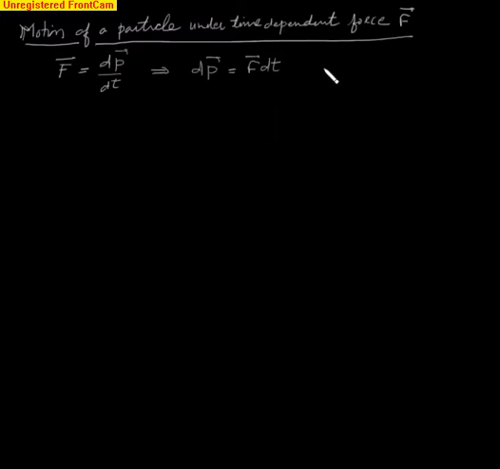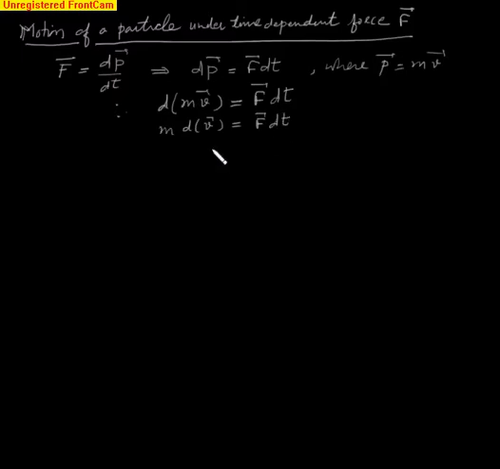Here momentum is equal to m into v. Therefore, the change in momentum, in terms of mass into velocity, is equal to F dt. Since mass is constant, we can write mass times dv is equal to force times change in time.